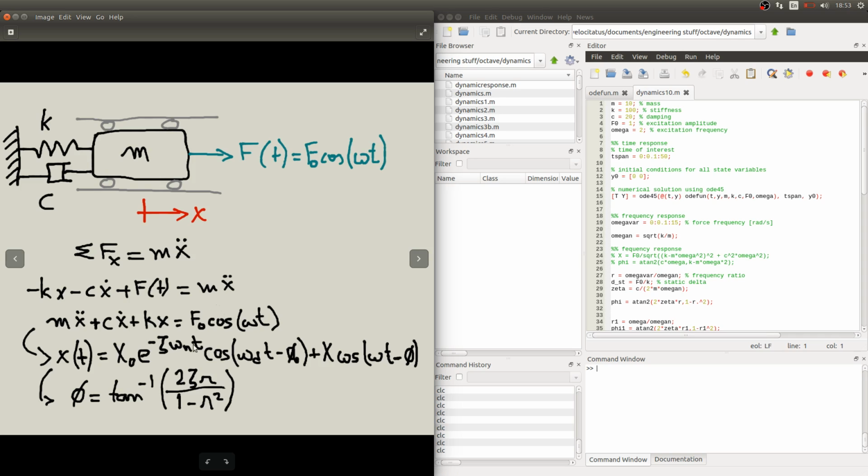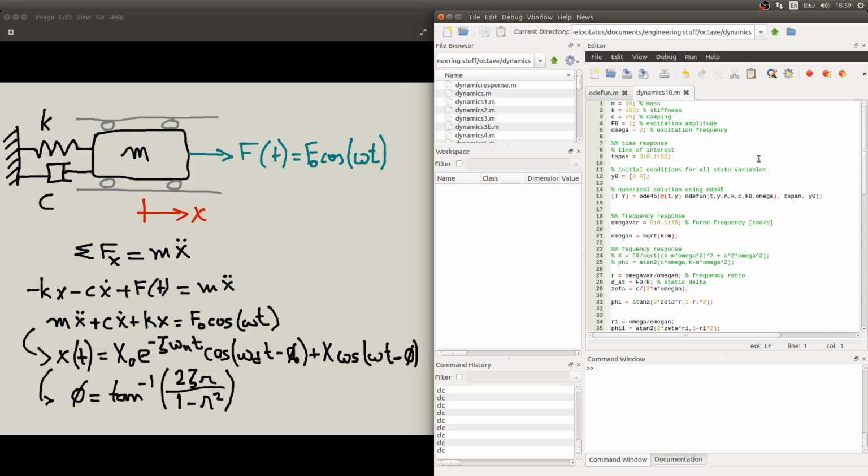We've seen in the previous video that the time response is given by this expression, but we can also calculate it by a numerical solution using ODE45, built in MATLAB and Octave. So similarly to the previous video, I'm calculating the time response using a numerical solution, specifically using ODE45. And for that I pass all the parameters of the system, specifically here the value of the excitation frequency omega.